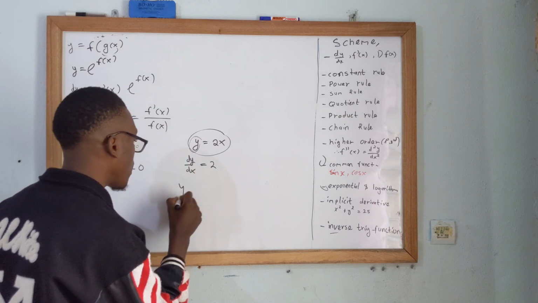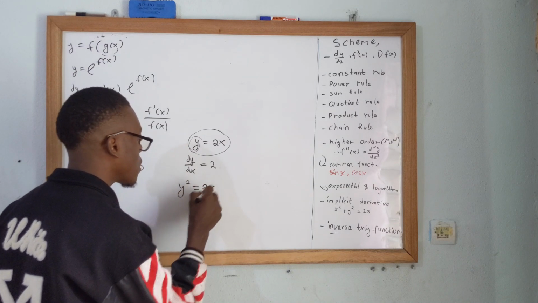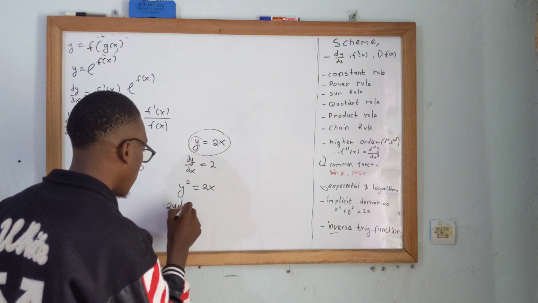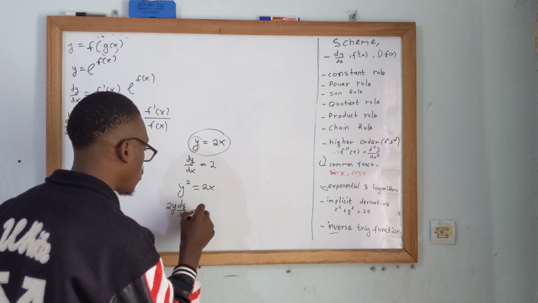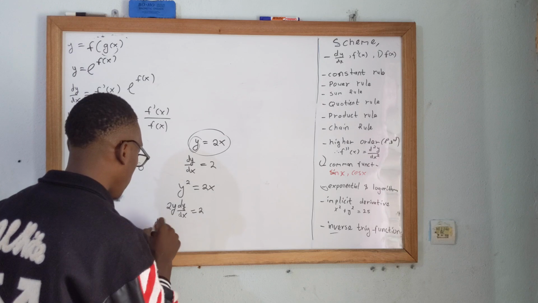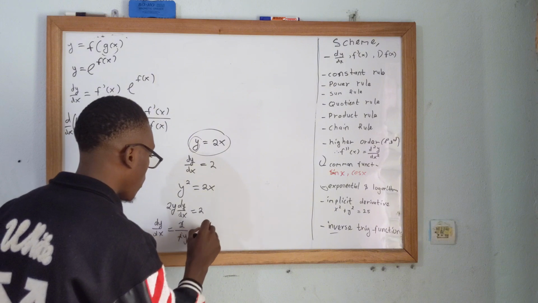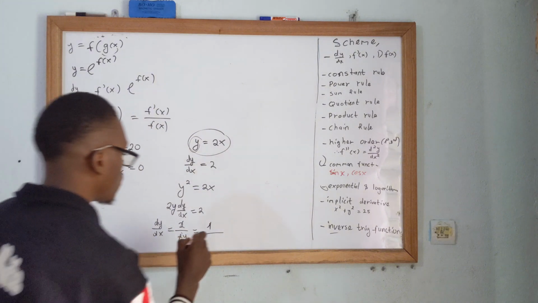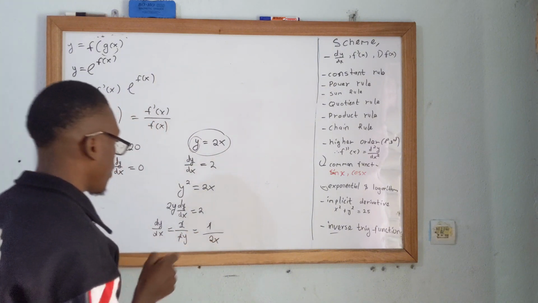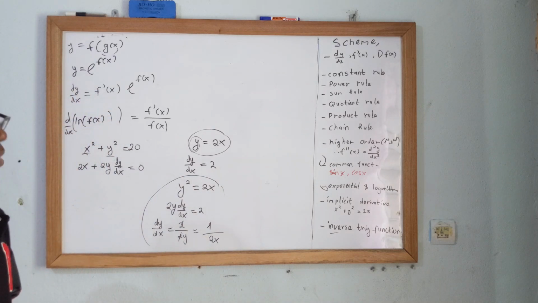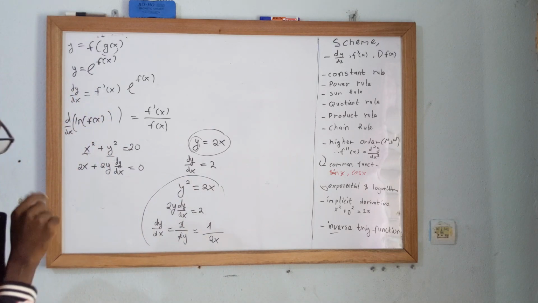If you had y squared equal to 2x, differentiating this, you are going to have 2y dy/dx equal to 2. Therefore, dy/dx is equal to 2 all over 2y, which is 1 all over y. And what is y? y squared is 2x. You see that at the end, the derivative of this comes down to this. Hope you understand what we actually did here.